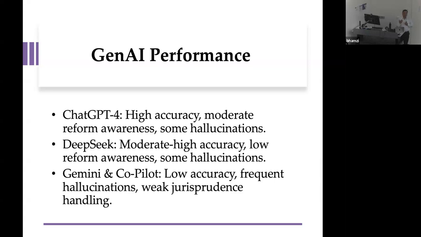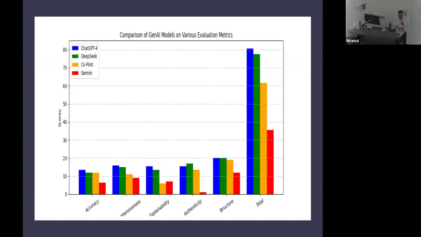DeepSeek's free version is as good as ChatGPT's paid version, by the way, for those of you who just want to do your research. But then Gemini and Copilot, they are not very good, so their accuracy rate is less than 50%. So here I just want to show the same data on this graph.